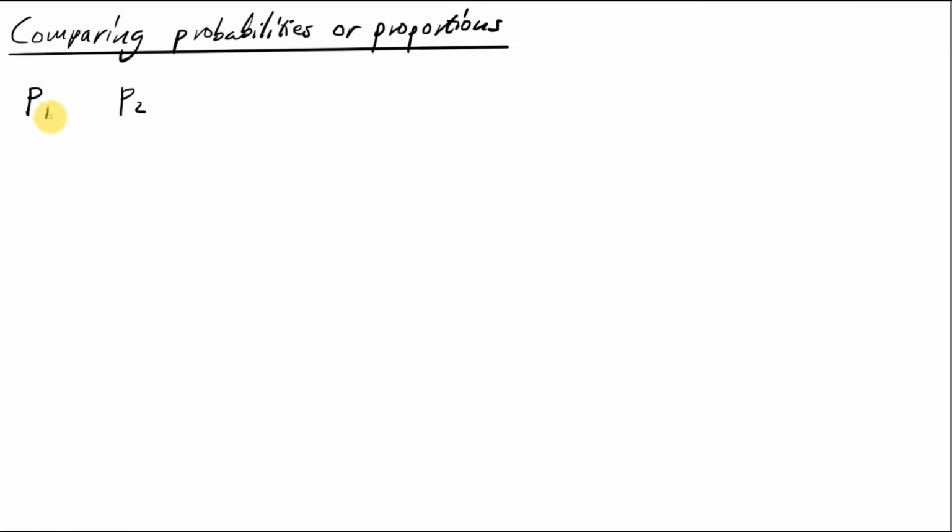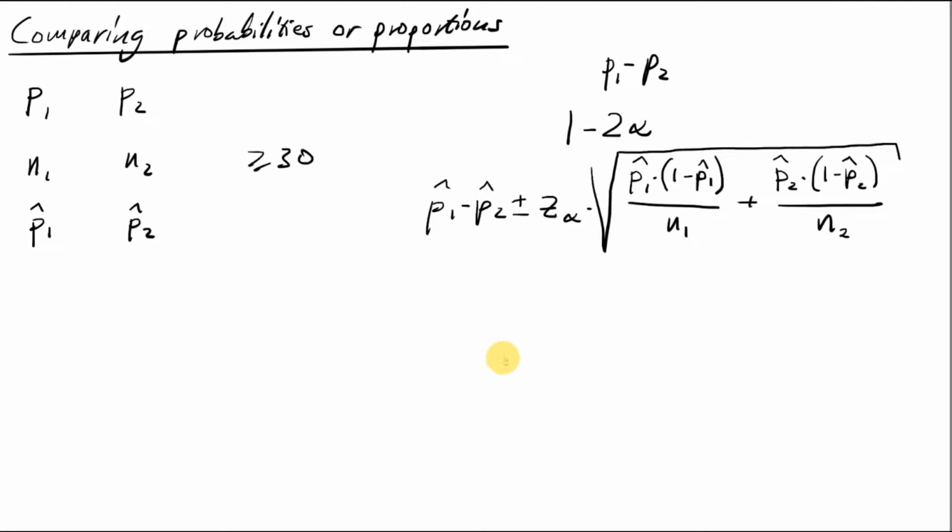Now instead let p1 and p2 be two unknown probabilities or proportions for two groups. And we have taken sample sizes larger than or equal to 30 for both groups. And that has given the estimates for p1 and p2 based on these samples. For the difference here in probabilities or proportions, one can show that the confidence interval with probability 1 minus 2 alpha is given by this expression. And here, again, we use the alternative notation for interval. So these two are the endpoints of the interval. And let's see an example how we can use that.